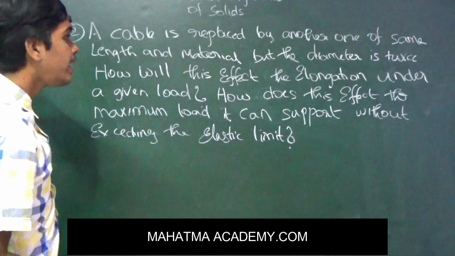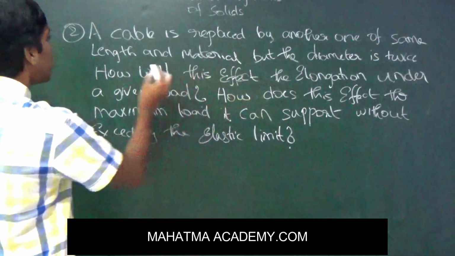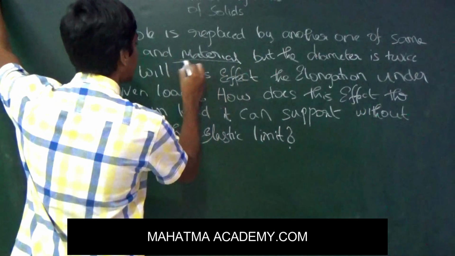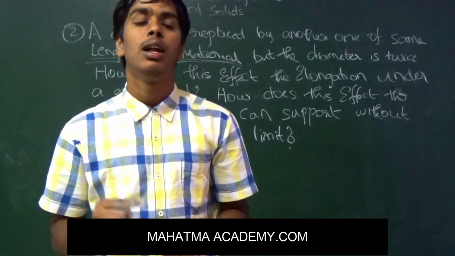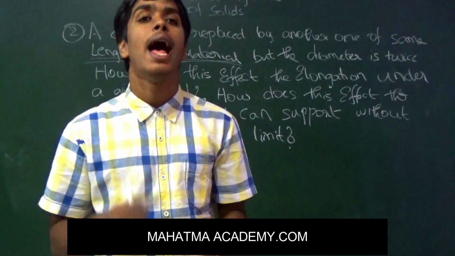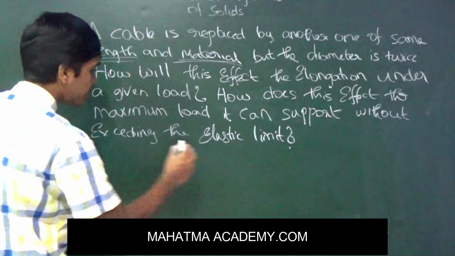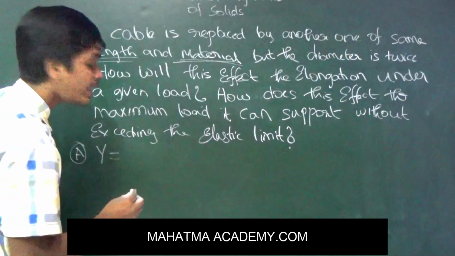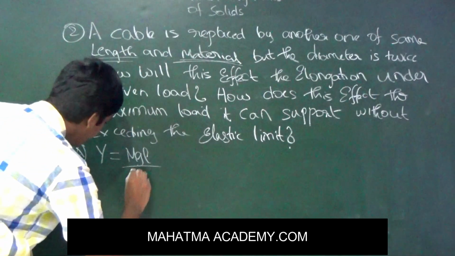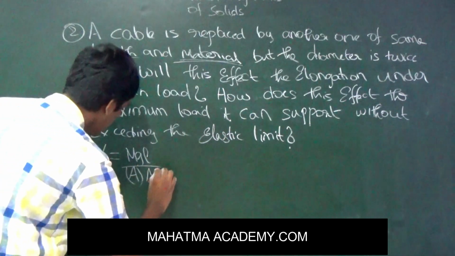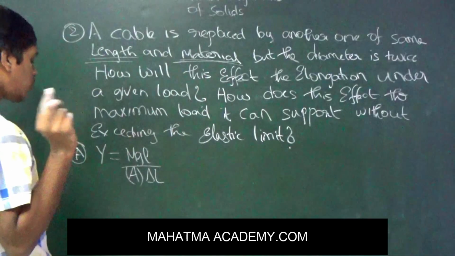First, we will write the Y equation. First, I will explain the question. Here, the length and the material are same. So we can neglect the mass, due to gravity, the elongation, and finally the Y also. So we can write first the formula: Y is equal to mgL upon A into delta L. Okay. Here they have given only the case, that is diameter is twice. Only the diameter.